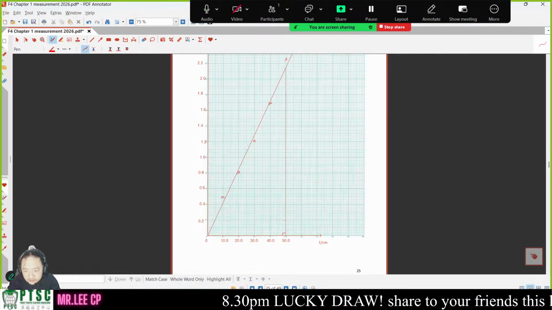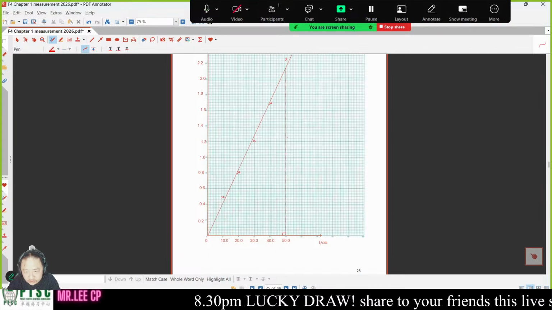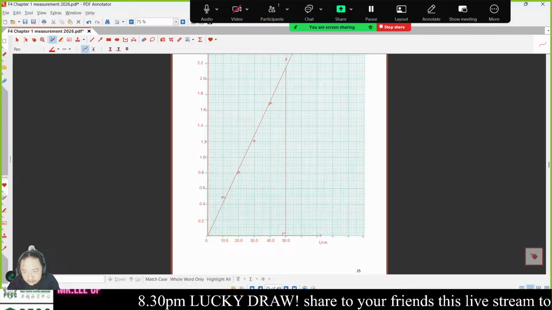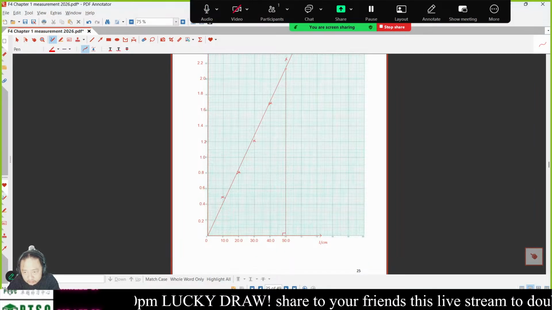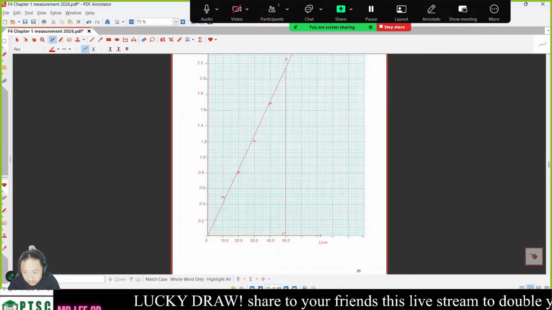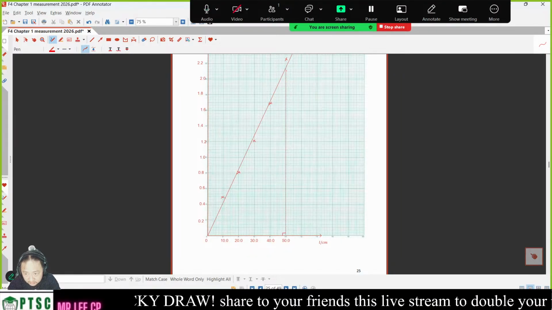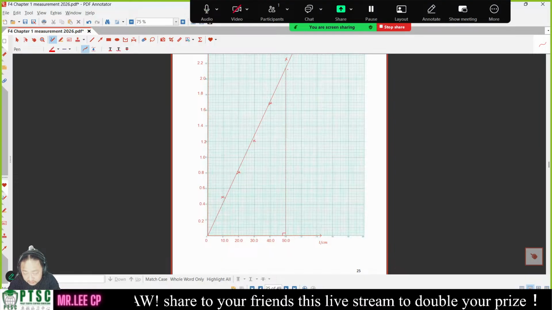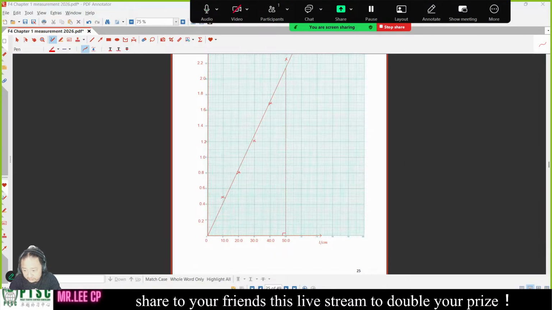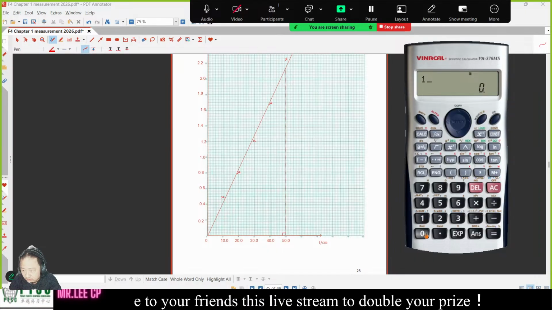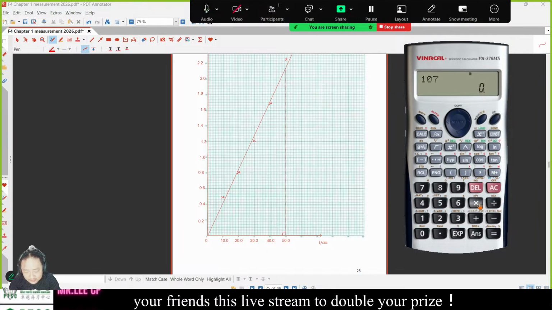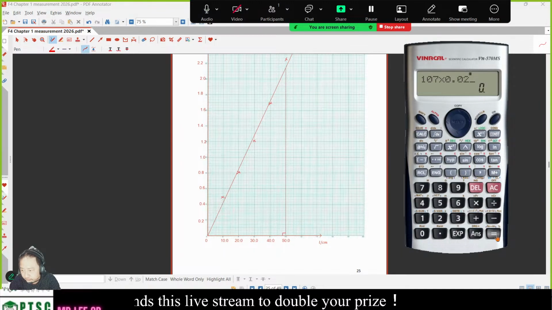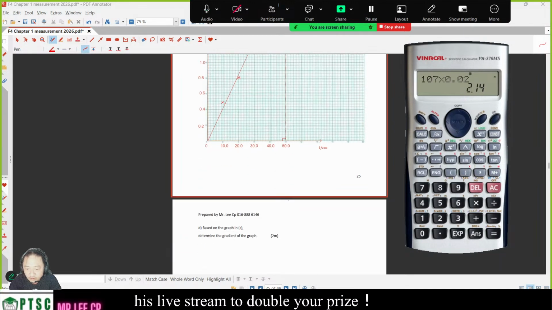So this is 10, 20, 30, 40, 50, 60, 70, 80, 90, 100. Sorry, here is 100. Then 1, 2, 3, 4, 5, 6, 7, so 107. One box represents 0.02, so this value is 2.14.